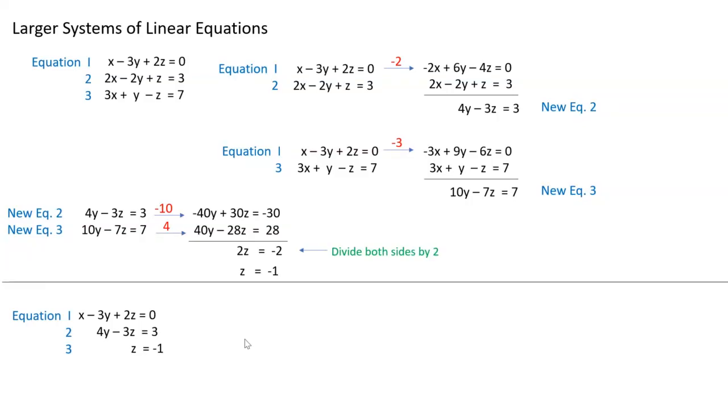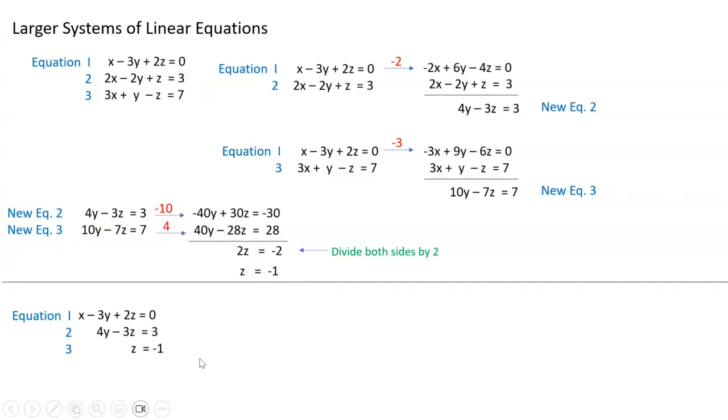I was going over this in class today, and a student mentioned, Mr. Isasi, do we have to use equation 2 here for the second equation? No, you can also use equation 3 if you want. You can use 10y minus 7z equals 7 for equation number 2. It doesn't matter which one you use. But since this one's called the new equation 2, I use that one. But the last equation must be z equals negative 1.